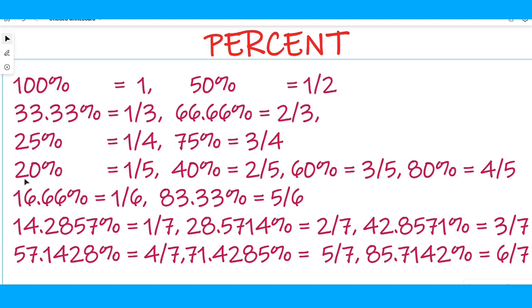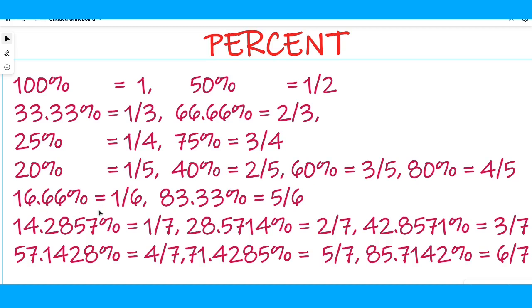20% is 1/5 of 100, so 20% is 1 upon 5. And double of 20 is 40, so 40% is 2 upon 5. 60% is 3 upon 5. And 80% is 4 upon 5. And 100 is 5 upon 5, which is 1. So this way we can easily calculate 20%, 40%, 60%, 80% by converting these percentages into fractions.